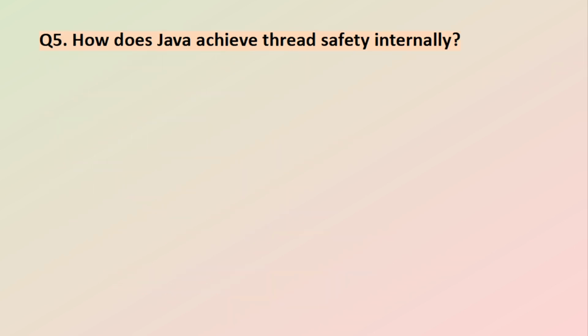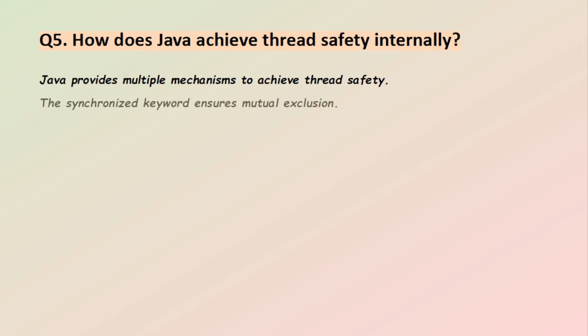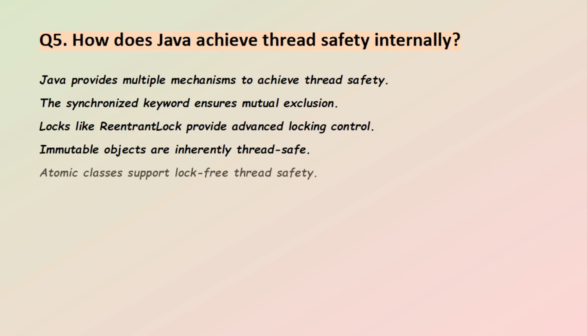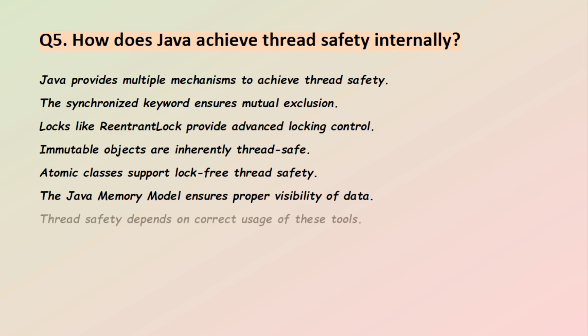Now, the fifth question is, how does Java achieve thread safety internally? Java provides multiple mechanisms to achieve thread safety. The synchronized keyword ensures mutual exclusion. Locks like ReentrantLock provide advanced locking control. Immutable objects are inherently thread safe. Atomic classes support lock-free thread safety. The Java memory model ensures proper visibility of data, and thread safety depends on correct usage of these tools.